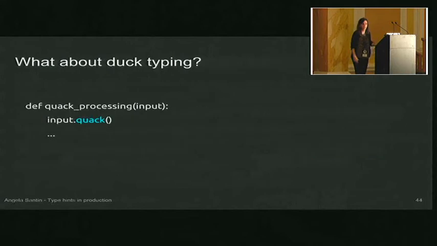A big question that we had is, what do we do about duck typing? So, what is duck typing? If it quacks like a duck, it's a duck, or something along those lines. So in this case, if we pass in an object and it has the method quack, then our code will just run and everything will be fine. So are we still able to have that functionality if we add type checks?